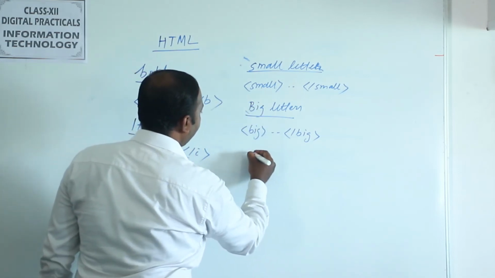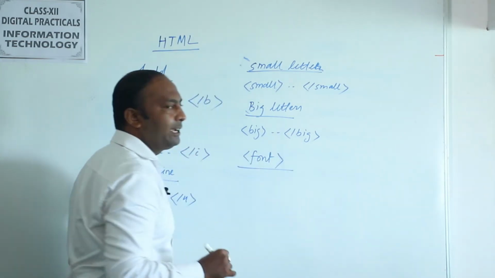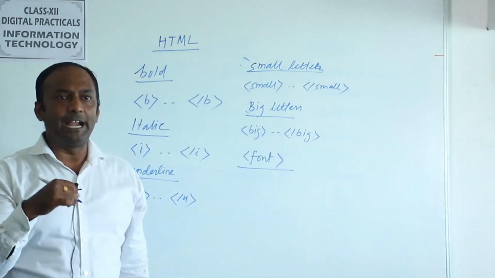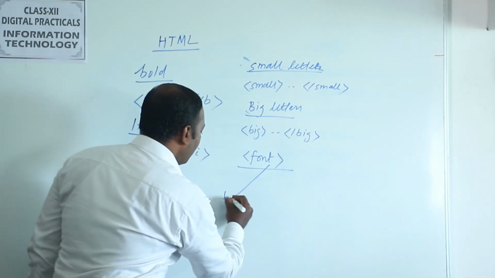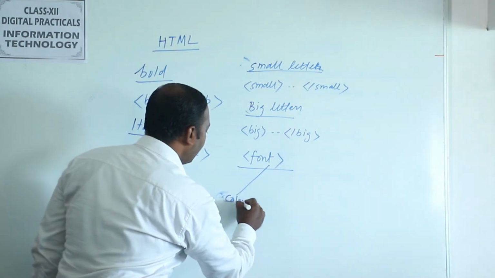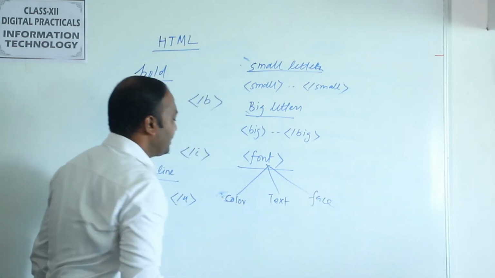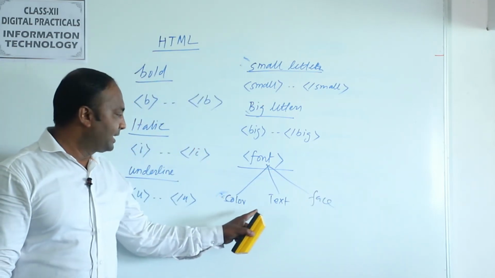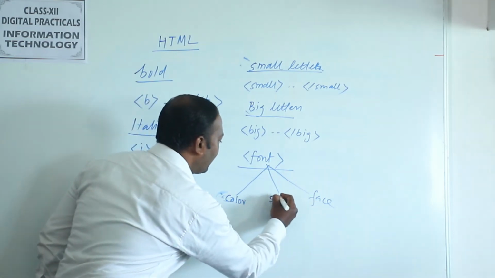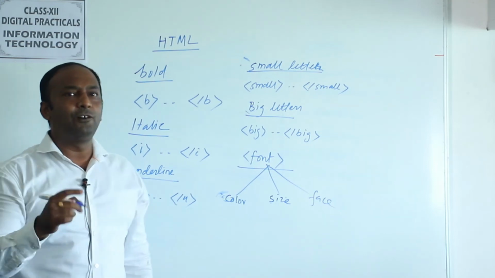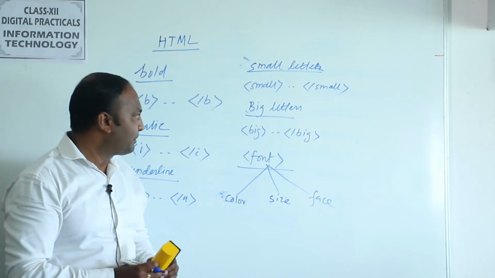Next, we can also use the font tag to edit a text. The font tag has three attributes. One is color, one is size, one is face. We can change the color of the text, we can change the size of the text, that is size, text size, and we can also change the font style, that is face. So we'll discuss one by one how to change these in the practical.